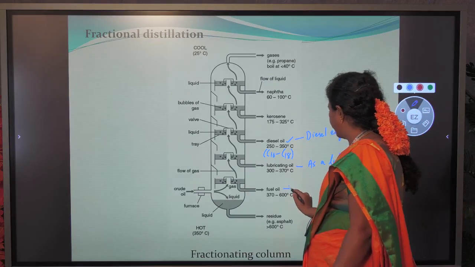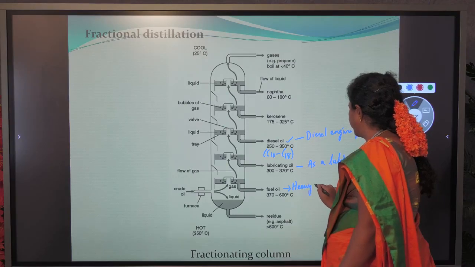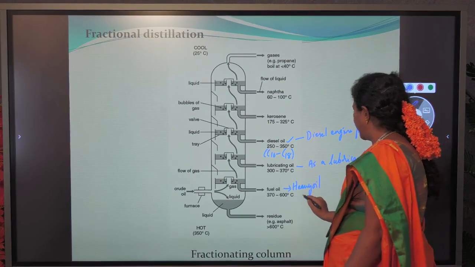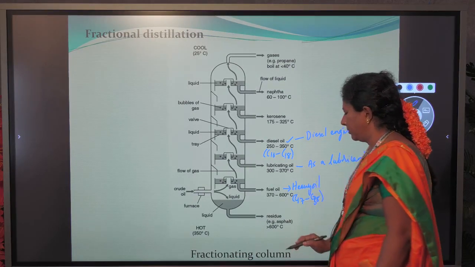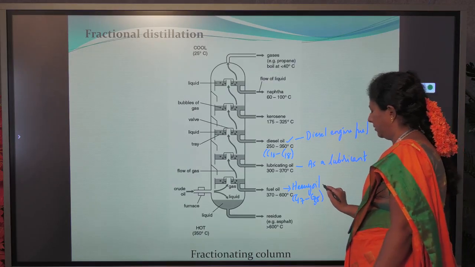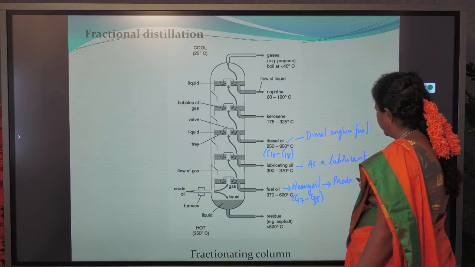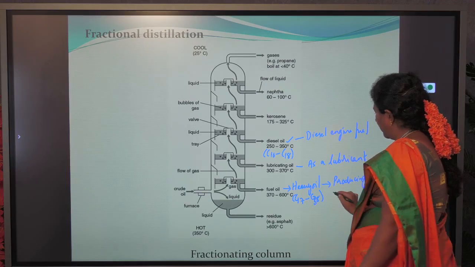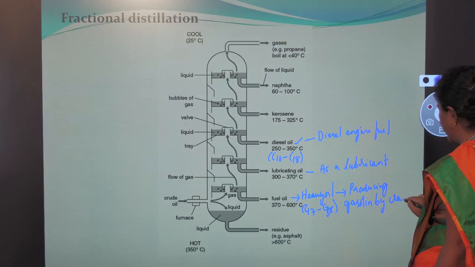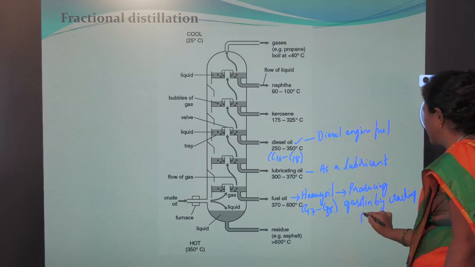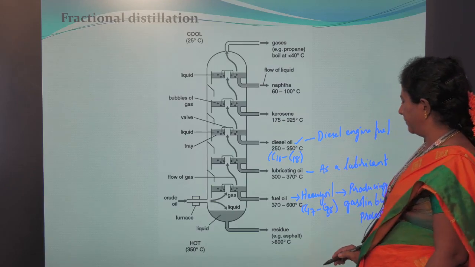And the next one is fuel oil. This fuel oil we can also call it as heavy oil, which contains hydrocarbons from C17 to C38. These are used for producing gasoline by cracking process. We will discuss in detail about this cracking process in the next video.